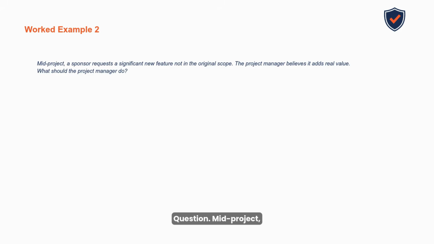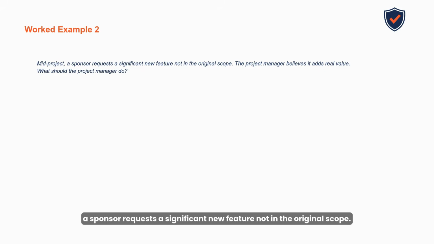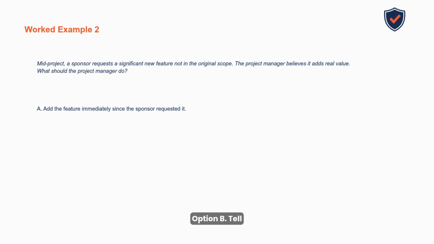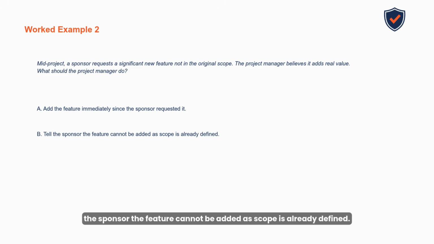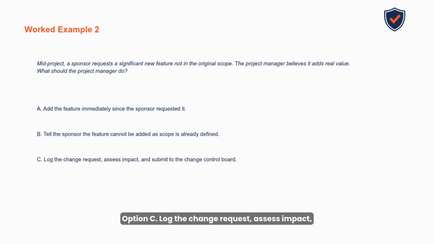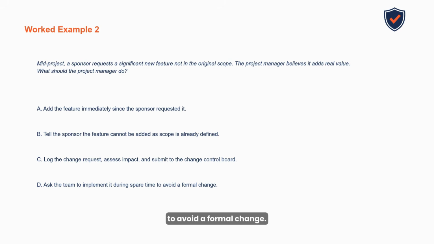Question: mid-project, a sponsor requests a significant new feature not in the original scope. The project manager believes it adds real value. What should the project manager do? Option A: add the feature immediately since the sponsor requested it. Option B: tell the sponsor the feature cannot be added as scope is already defined. Option C: log the change request, assess impact, and submit to the change control board. Option D: ask the team to implement it during spare time to avoid a formal change.